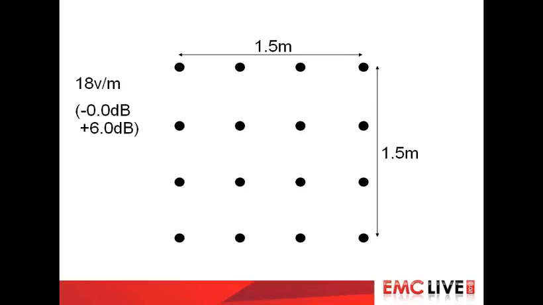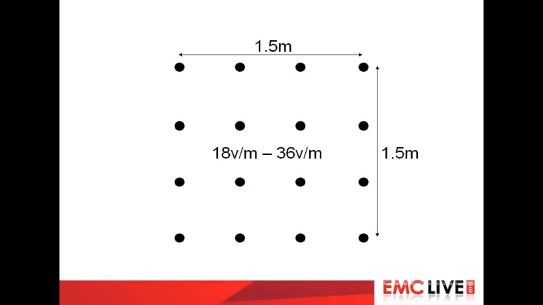Now, I need to point out here that while designing this system, we're not going to take into effect room effects, etc. We're going to assume we've got an ideal chamber with no room effects, and therefore we won't have to discount 4 of the measurement points. We want all 16 of those measurement points to be between 18 volts per meter and 36 volts per meter, and that's what we're designing this system to do. And so there we are.